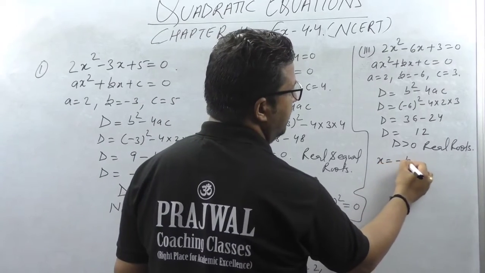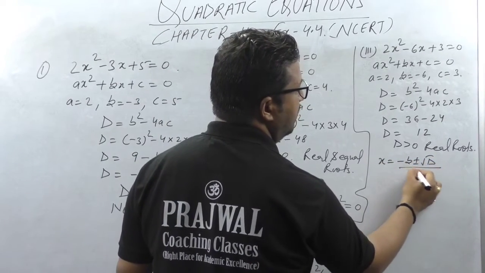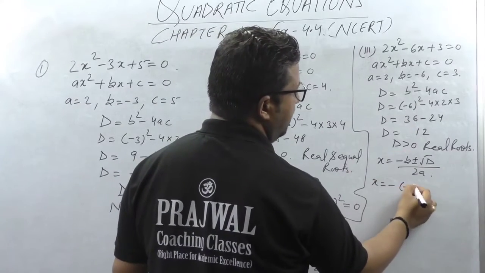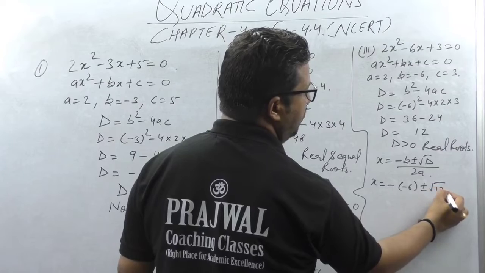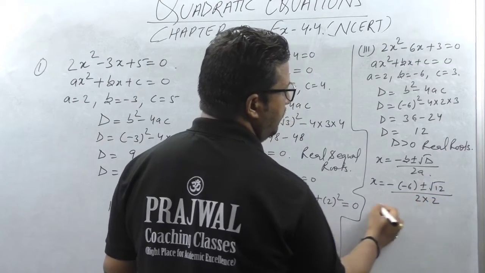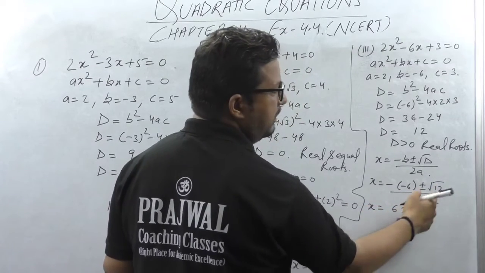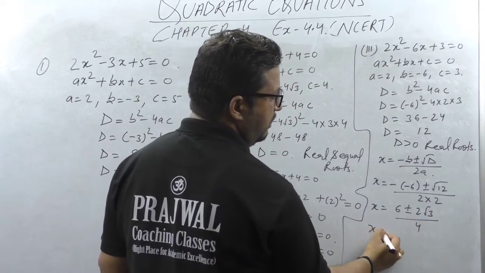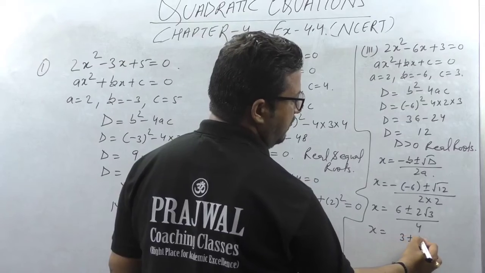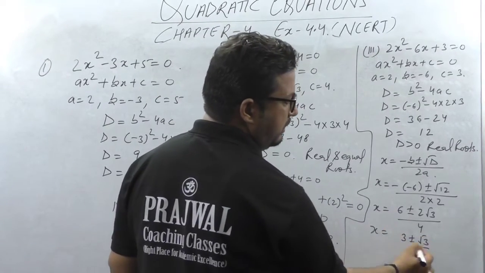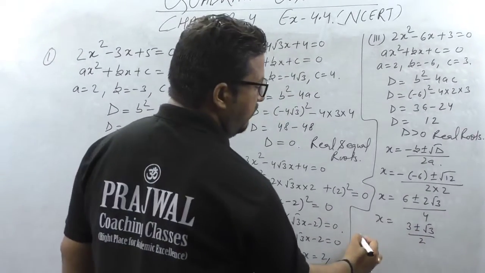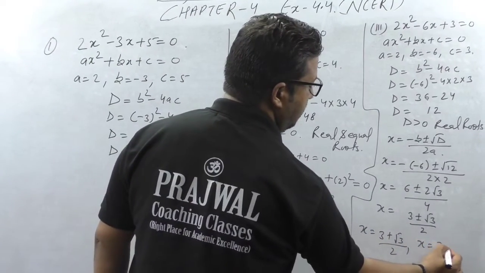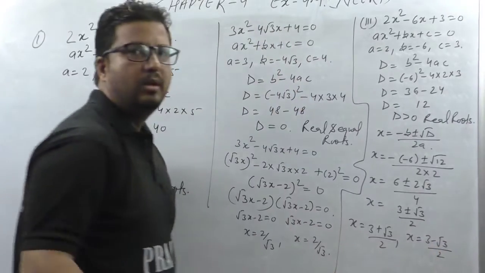The Sridharacharya formula is x = (-b ± √D) / 2a. So -b is -(-6), and here we have D is 12, and 2 into 2. So this will be (6 ± 2√3) / 4. √12 comes out as 2√3, and here we have 4. So take 2 common: 2 into 3 is 6, and √3. 2 is taken common, so it will cancel and 2 will come here. So one root will be (3 + √3)/2 and the other will be (3 - √3)/2. So these are the roots.